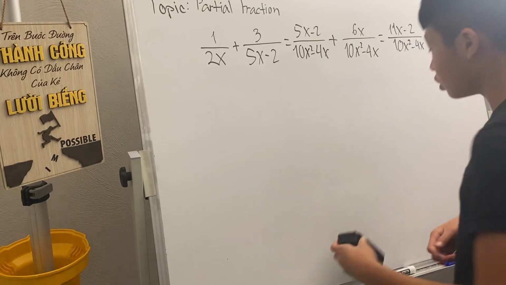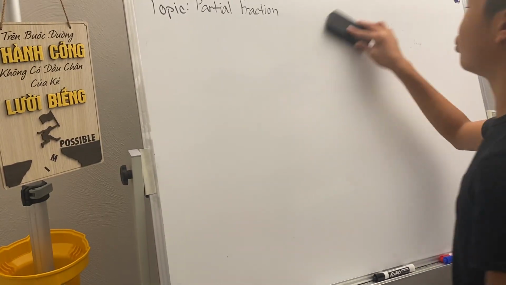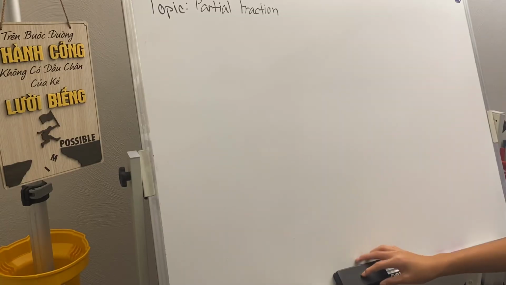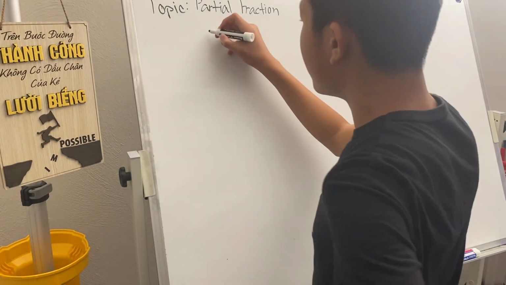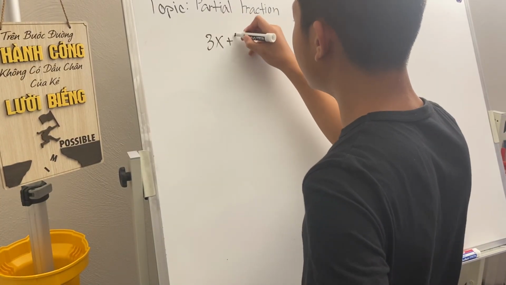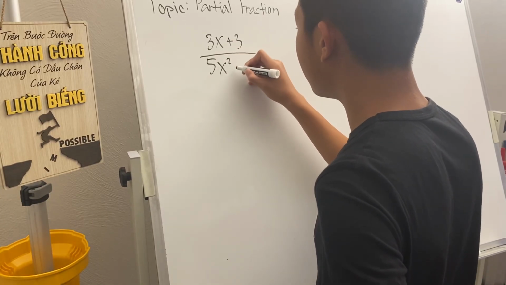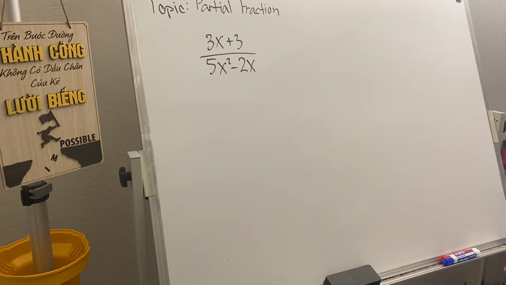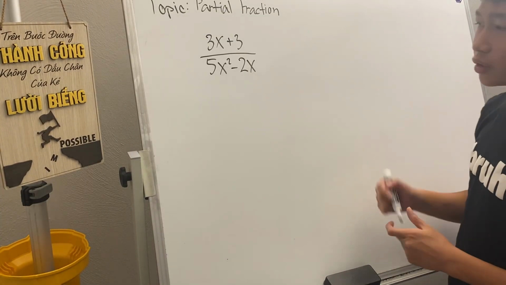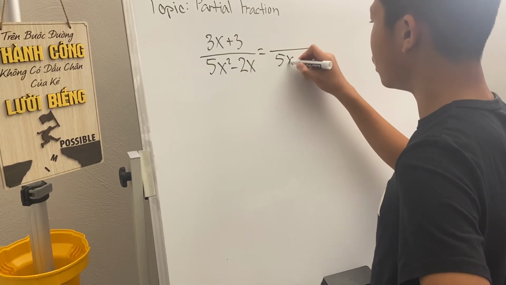So here we go. I shouldn't really just erase it, but I'm going to erase it anyway. So let's say we have 3x plus 3 over 5x squared minus 2x. How can we do this? Well, first, you've got to break it into 2 small fractions, right? Like this.